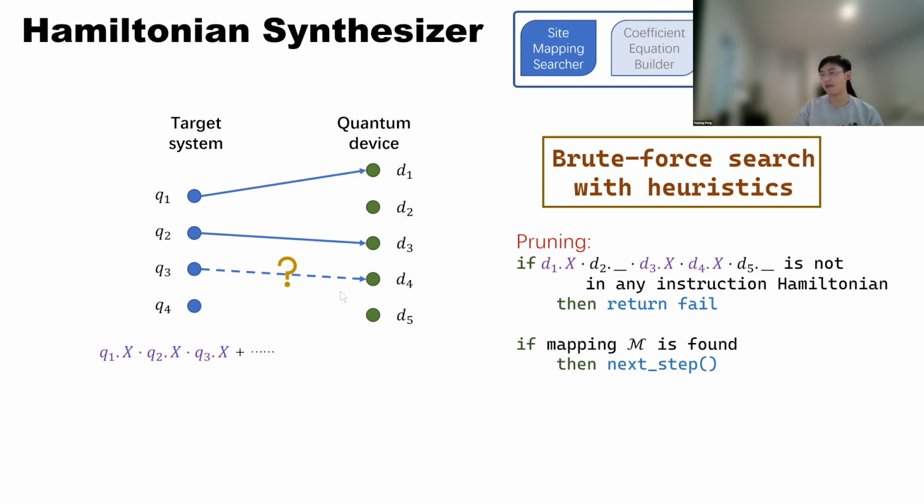After we found such a mapping, which basically maps every qubit or site from the target system to the quantum device, we go to the next step about generating the Hamiltonian on the device.